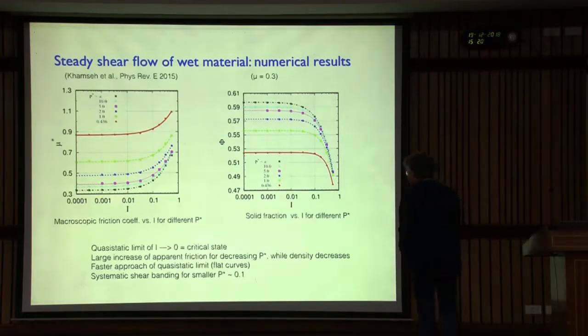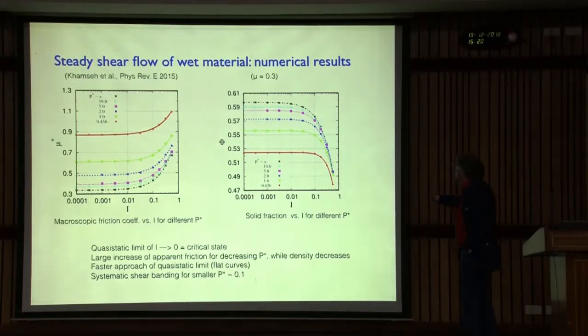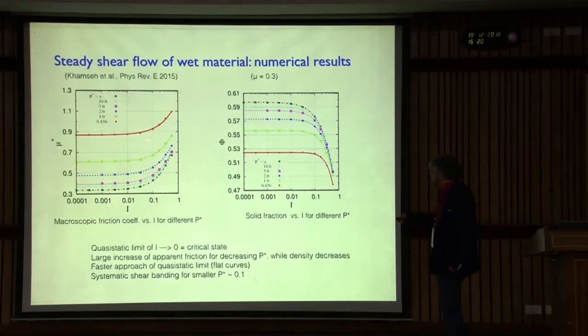On the other hand, phi, the solid fraction, decreases, but by a relatively modest proportion here, as you see, from near 0.6 to somewhat above 0.5 here. Doesn't become very loose in that range of parameters. The shape of the curve is relatively the same, with perhaps a larger interval of values close to the quasi-static limit.